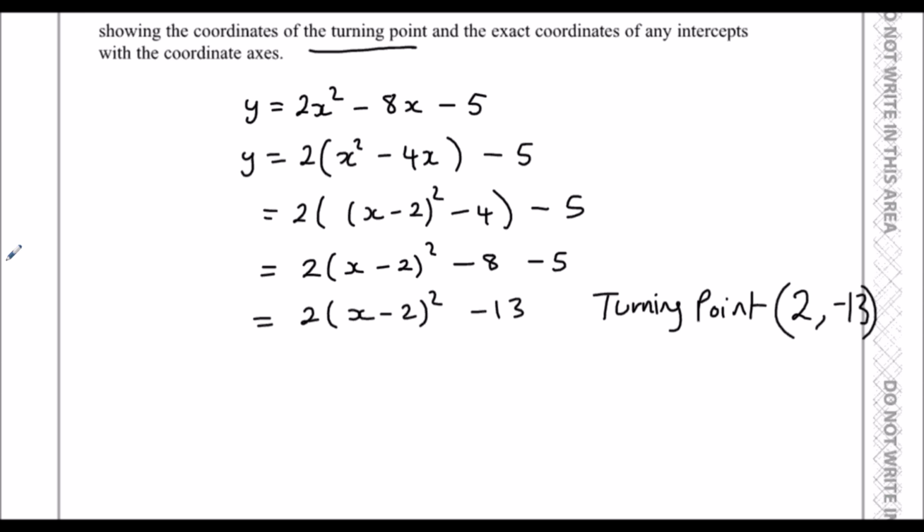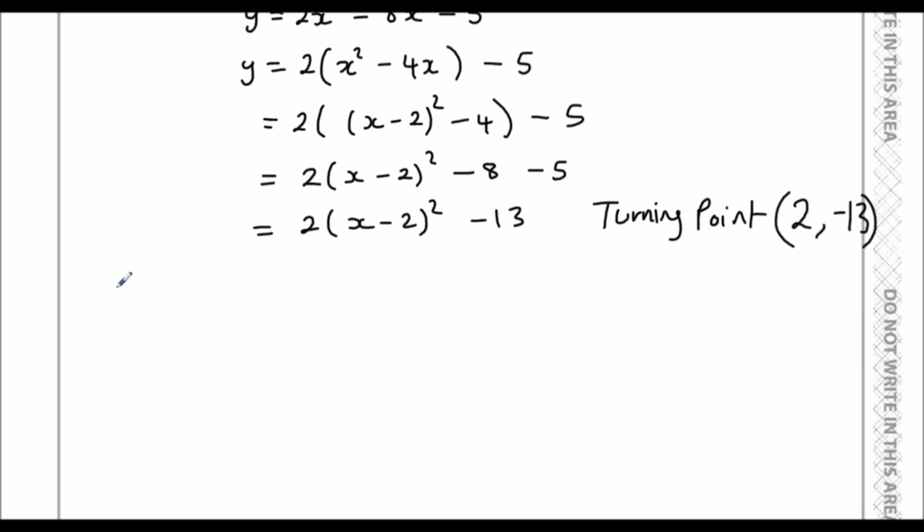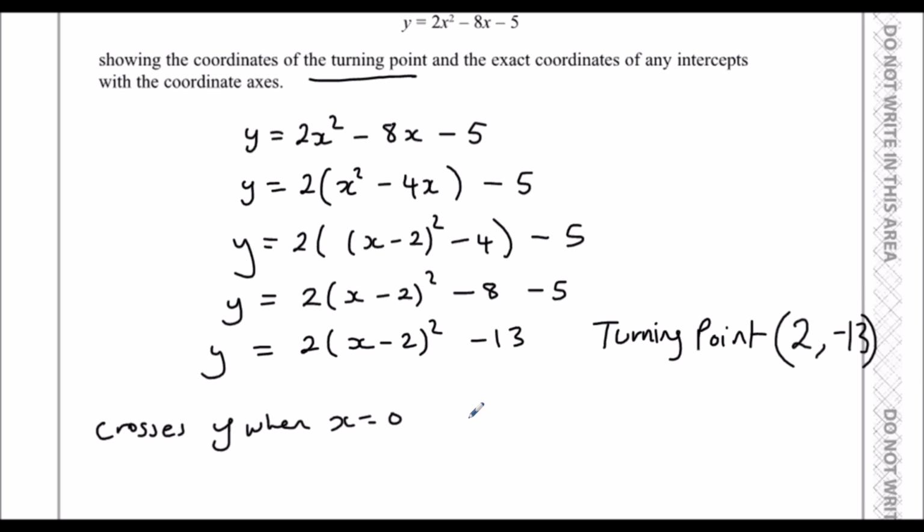But we also need to know where it crosses the axes. So it crosses y when x equals 0. That's easier. So when x is 0, we have y equals 2 times 0 squared minus 8 times 0 minus 5. So 2 times 0 is 0, 8 times 0 is 0. So y is negative 5. So it crosses y at negative 5.